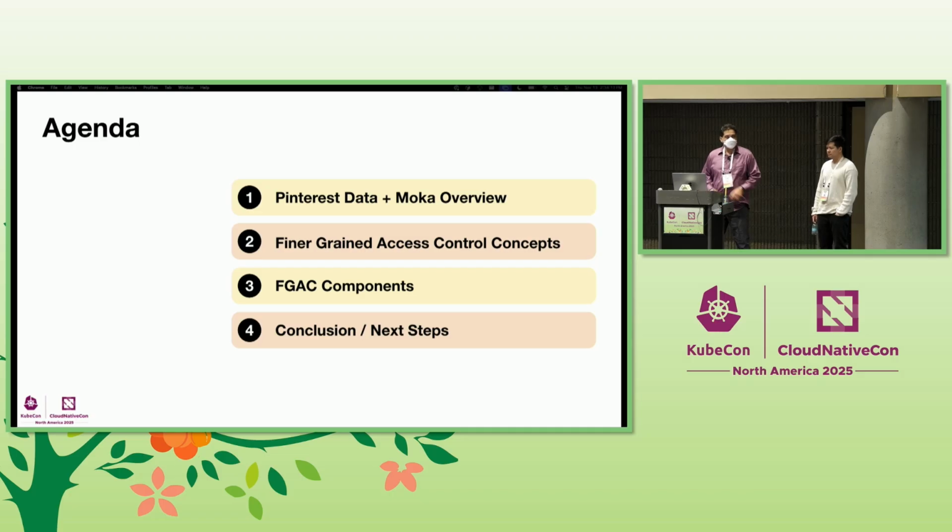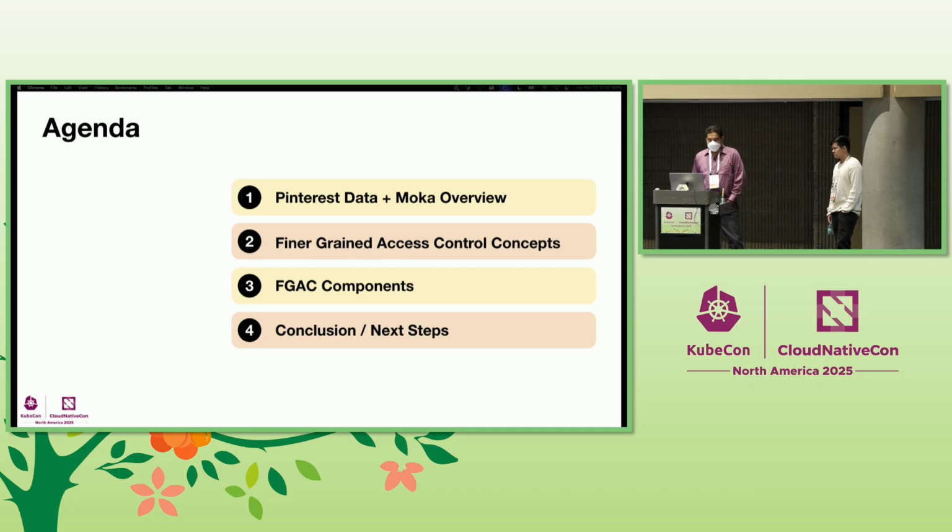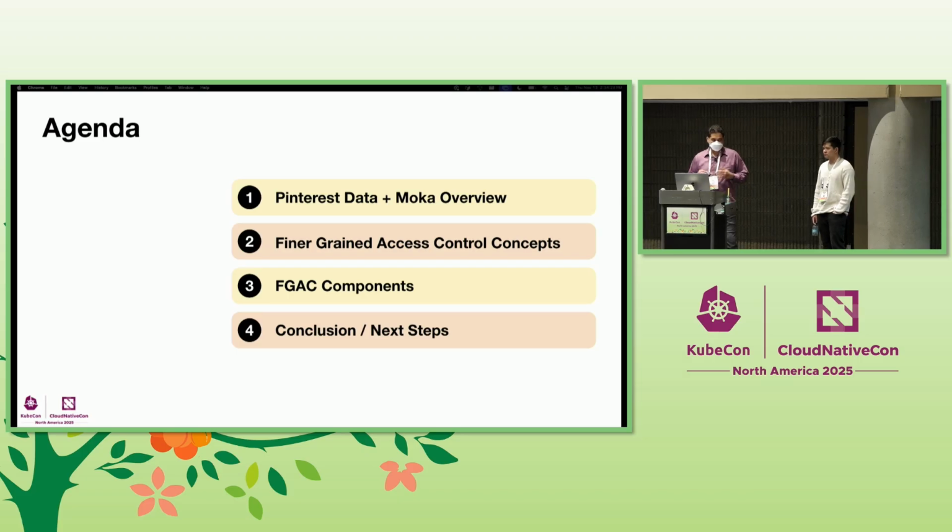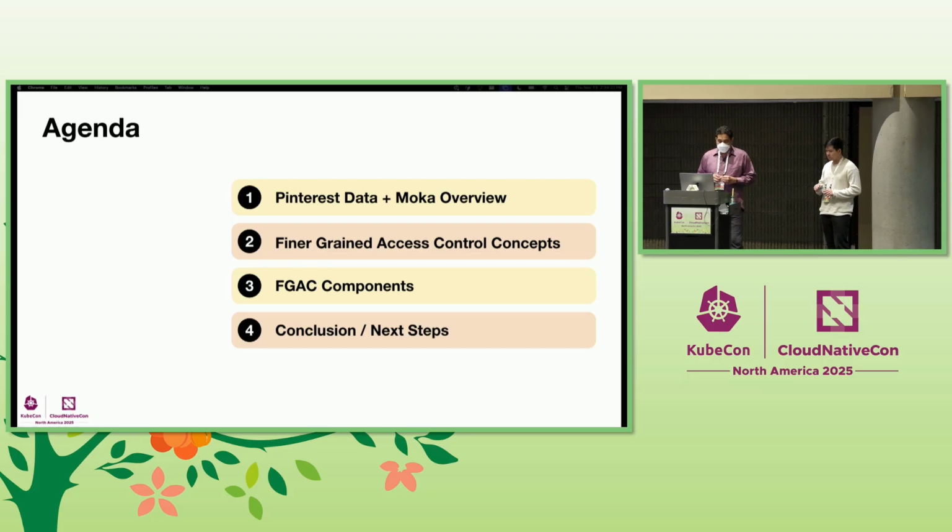Okay, so our talk is divided into 4 parts. The first part, we're going to give you a little bit of the landscape of data at Pinterest. So talk a little bit about the data platform, talk about Mocha, which is our Spark on EKS based batch processing system, and then shift on to some of the finer grained access control concepts. And then I'll hand it over to Will to talk about more about the implementation of finer grained access control, or FGAC that we call for short. And then we'll have some conclusions and next steps.